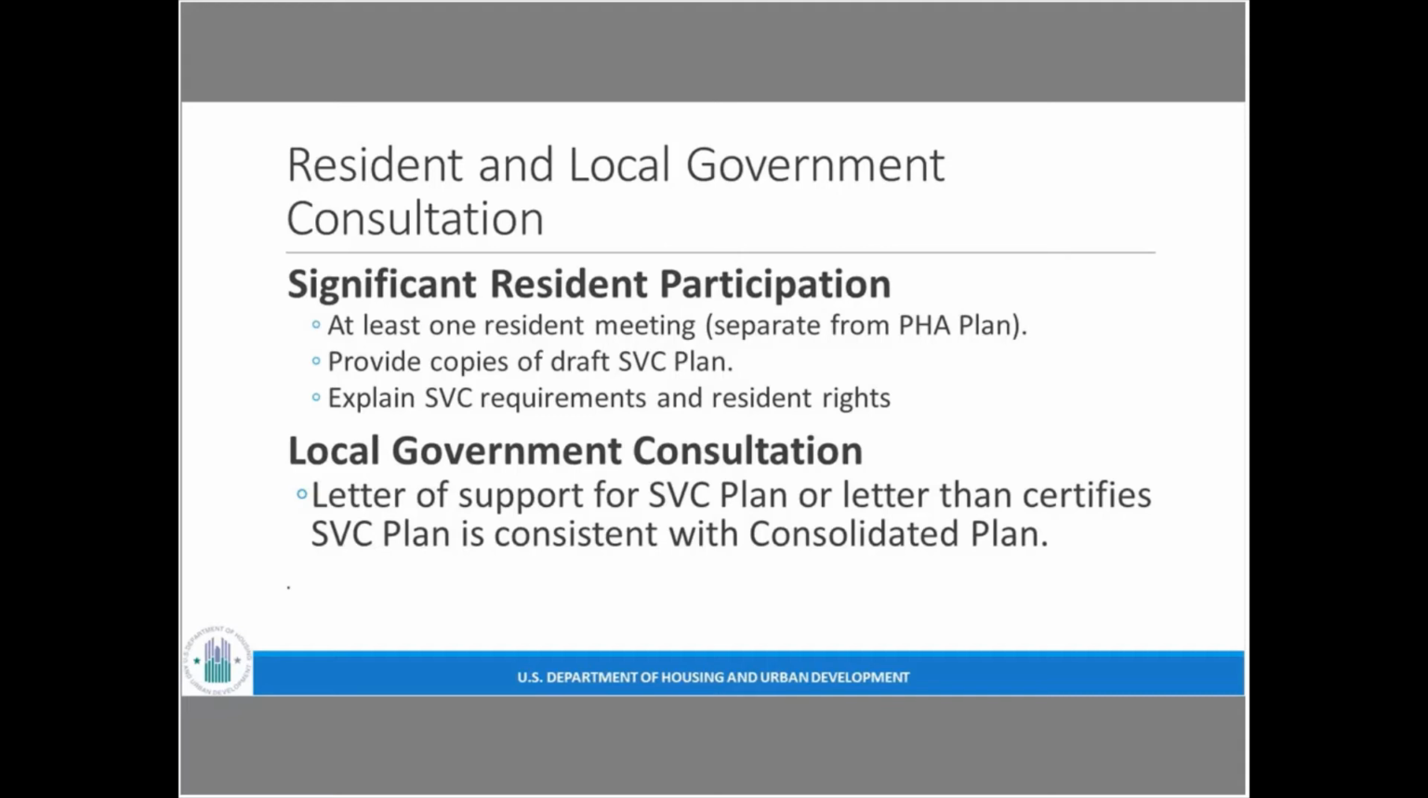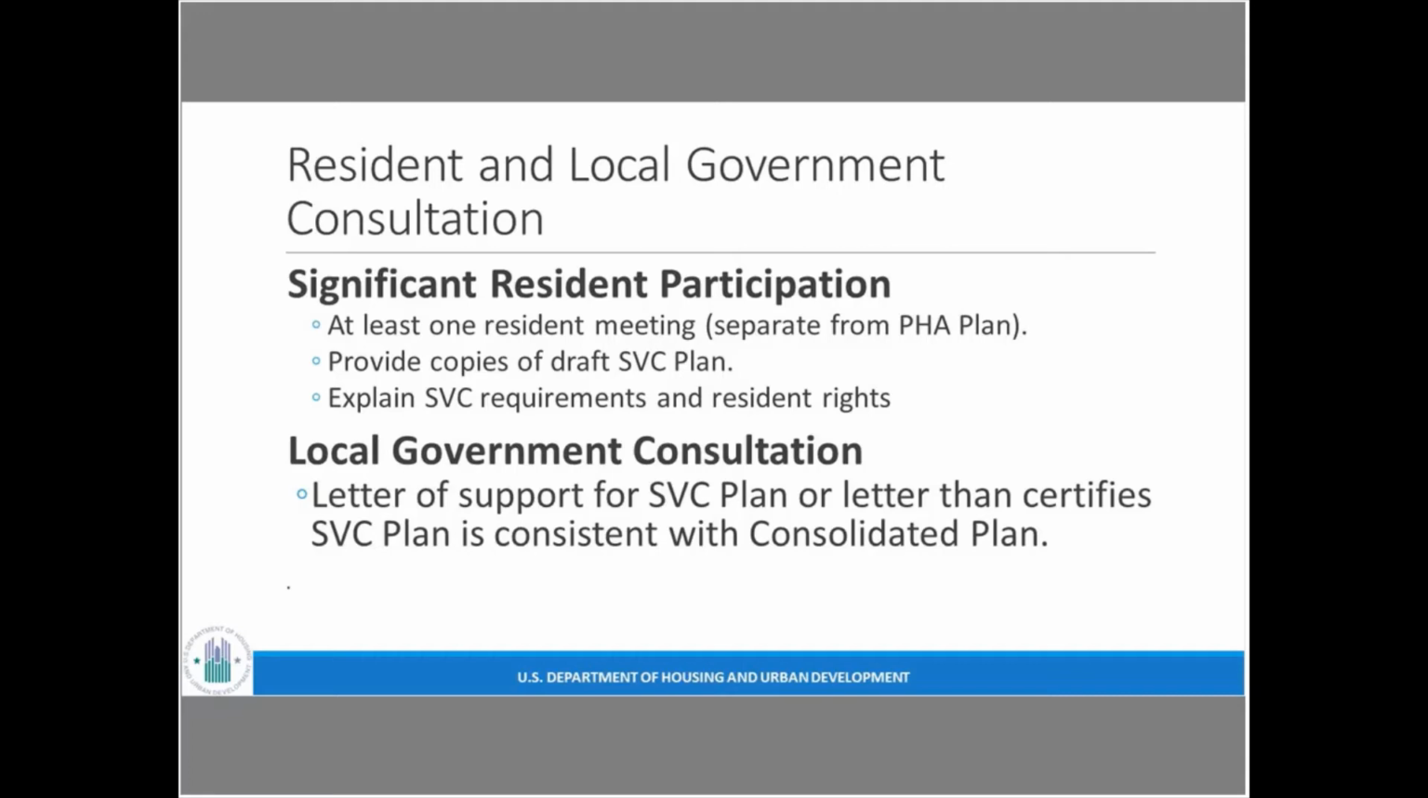Housing authorities also need to engage and consult with the local government. This can be part of the consultation with the consolidated plan, and a housing authority can obtain a certification from the local government that says the conversion plan is consistent with the jurisdiction's consolidated plan, and HUD will accept that as sufficient for consultation with the local government.